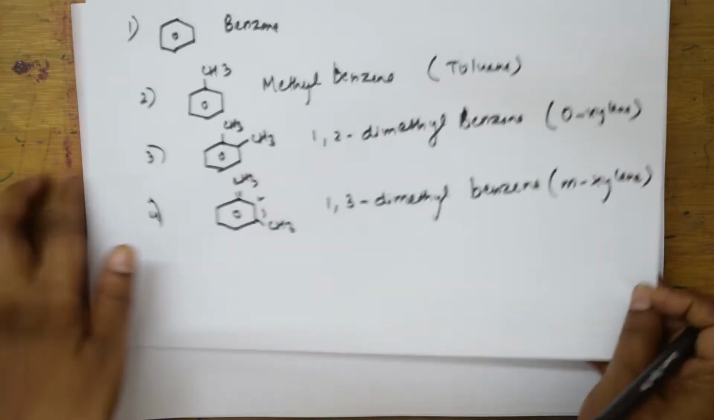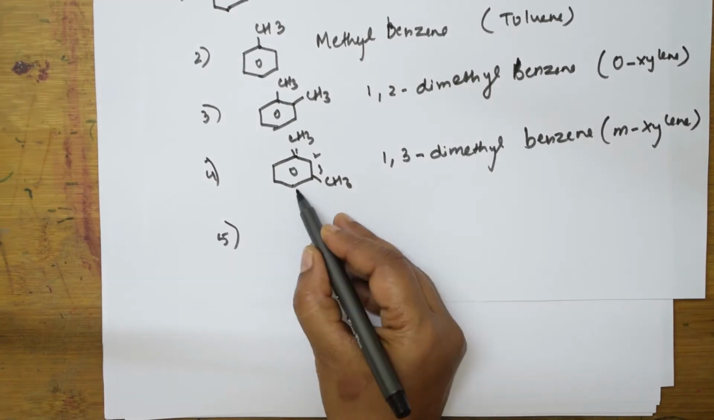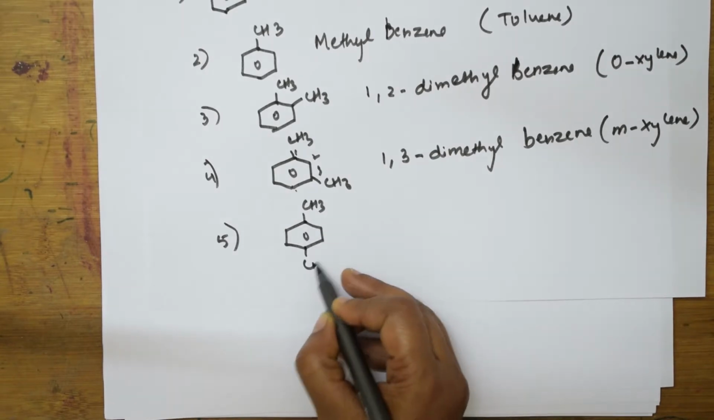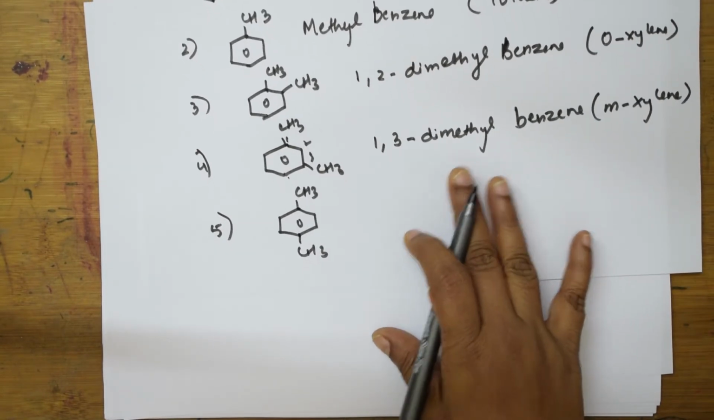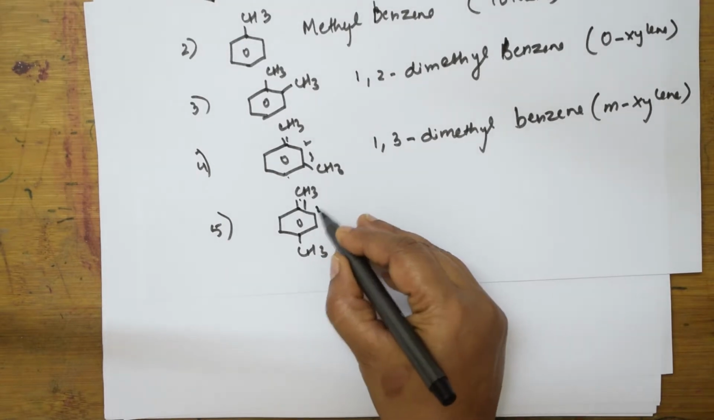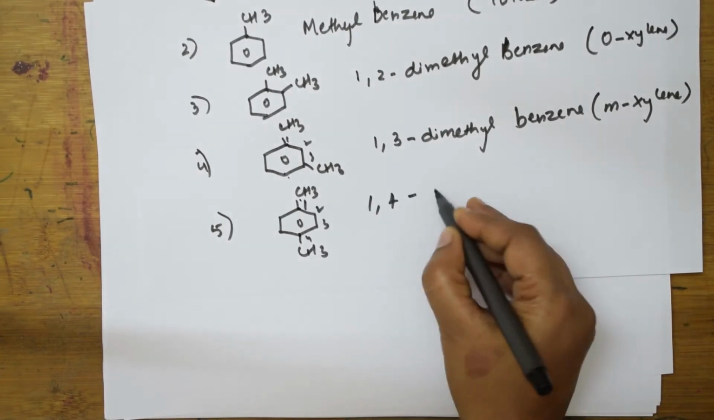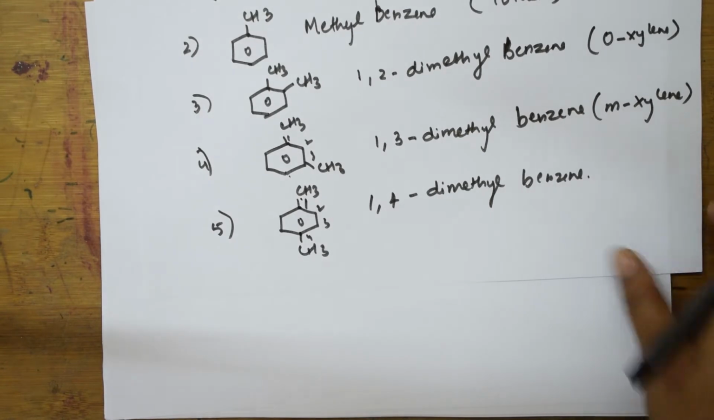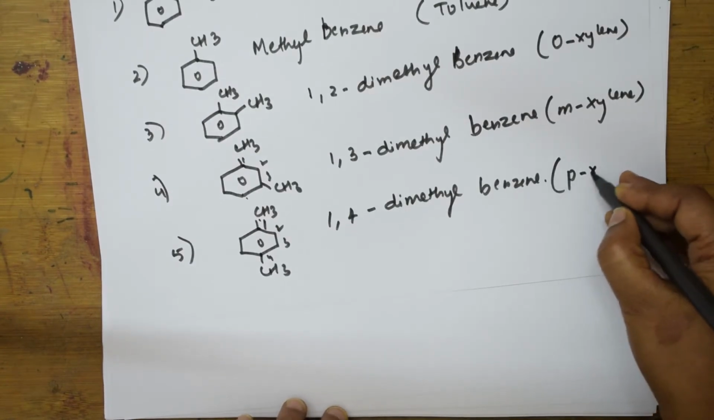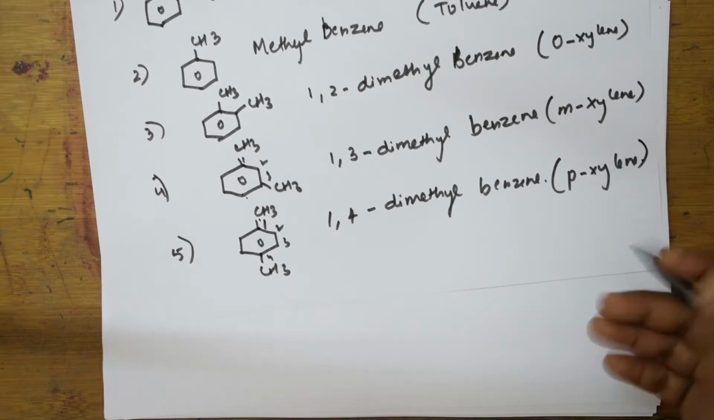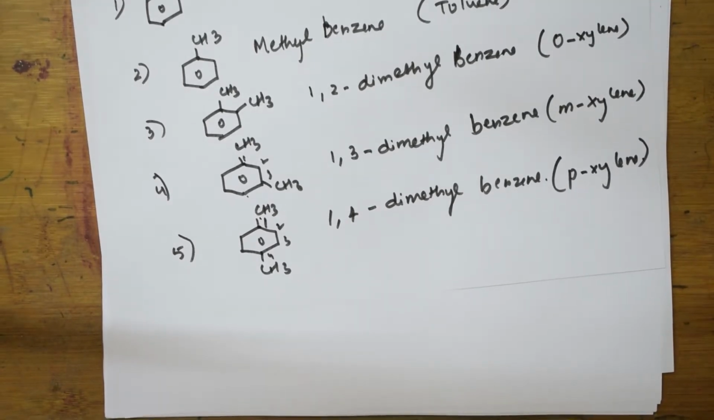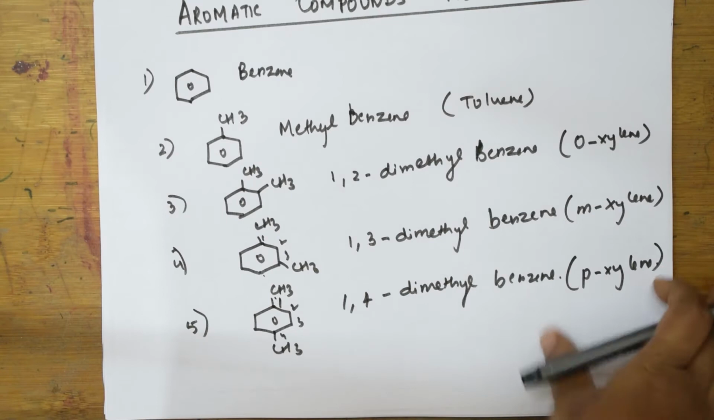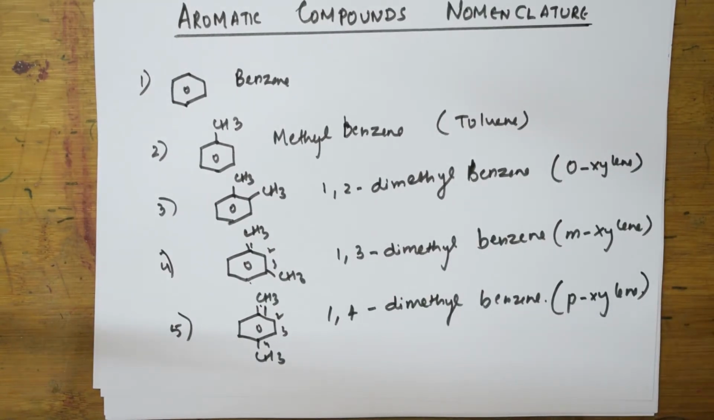Now, suppose I take one more example, from here I'm going to shift it to the para position. CH3 is here, one more CH3 is here. Para position. Now what is this? 1 and 4. First, second, third and 4. So this is 1,4 dimethyl benzene. This is called paraxylene. Hope this is clear, students. So this is one set of aromatic compounds. So toluene is over, orthoxylene is over, metaxylene is over, and paraxylene is also over.